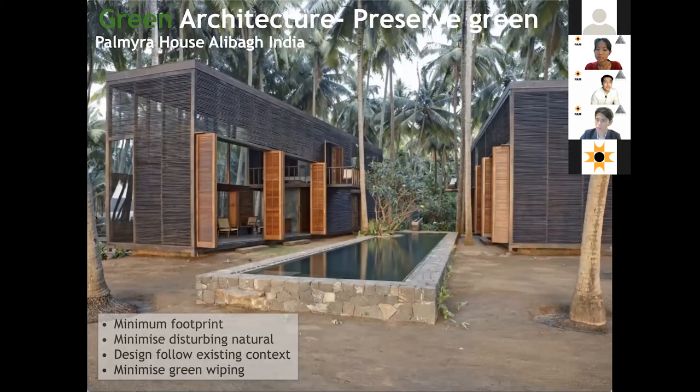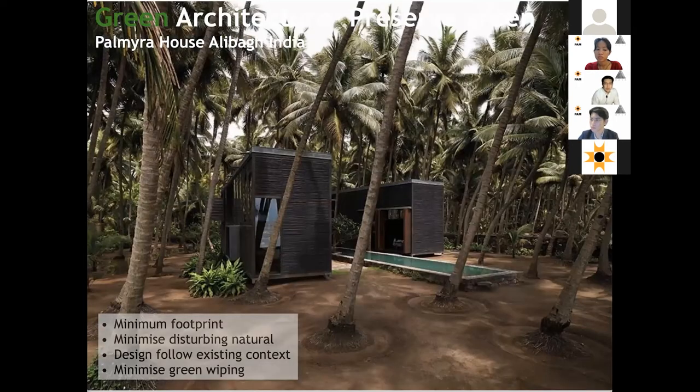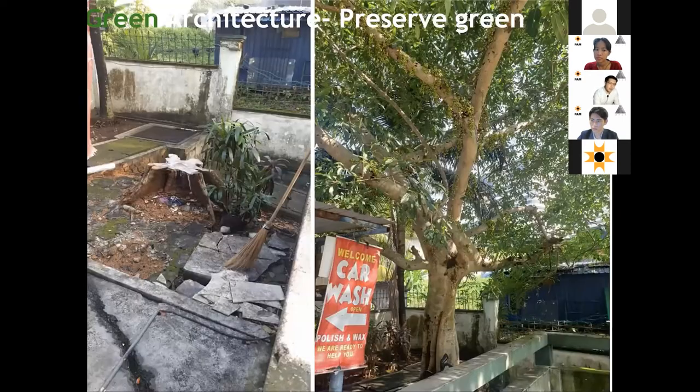And this is another project, Palmera House, Alibaug in India, a resort. So this project built around the coconut trees. Now, as you know that if you have mature plantations, it will increase the property's value. So doesn't it nice after you build the resort, right? You have all the mature trees around you. So this is one of the examples.